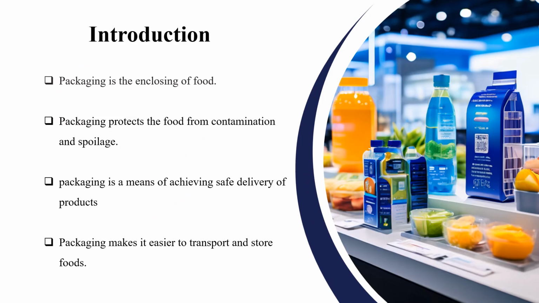Now, let's start with a quick introduction to what packaging is. Packaging is the enclosing of food products to protect them from contamination and spoilage. Packaging is a means of achieving safe delivery of food products. For example, from the moment food leaves the farm until it reaches your kitchen table, packaging plays a very crucial role in maintaining its quality, protecting it from contamination, and making it easier for us to store and transport. Together we will uncover how something as simple as a package is making a big impact on our planet, our health, and the way we live.